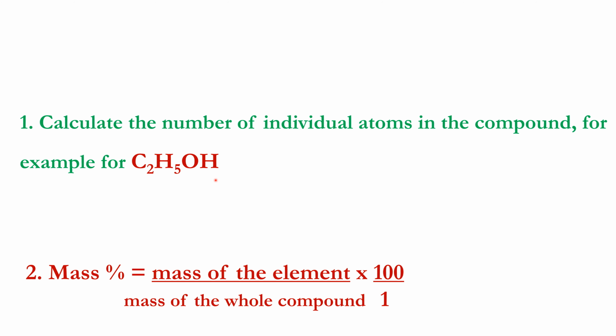The second step is to calculate the percentage by mass of the individual elements in the compound using the formula: mass percent is equal to mass of the element divided by mass of the whole compound multiplied by 100. So these are the two steps. Whenever you are asked to calculate the mass percent of different elements that are present in a compound, you have to follow these two steps.